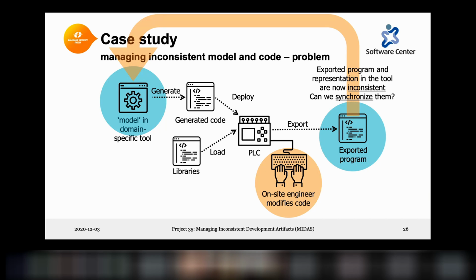So this is one of these settings of model synchronization that I've been talking about. How do we synchronize these two representations of the same thing? It's a model, and there has been code generated from it, but now they have become out of sync due to these manual changes. How can we synchronize them?